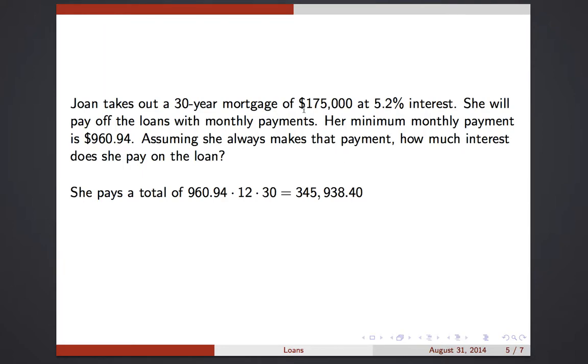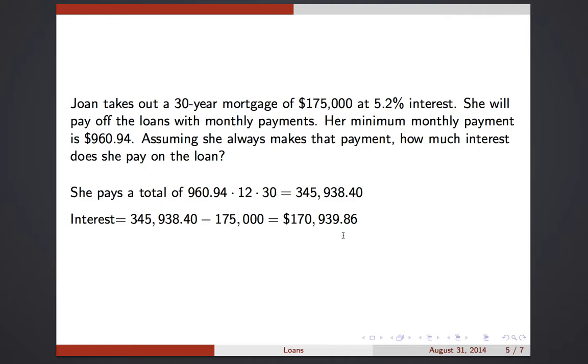So she of course pays the 175 grand back and then some on top of that. To figure out the interest amount, just take the total amount that she pays, take off the principal, and what's left over is the interest. So she pays about 171 grand in interest. Okay, so she's almost bought herself a second house, right, with this interest.